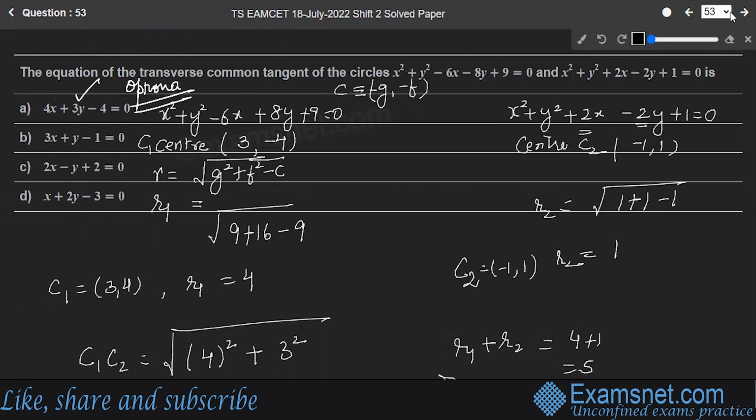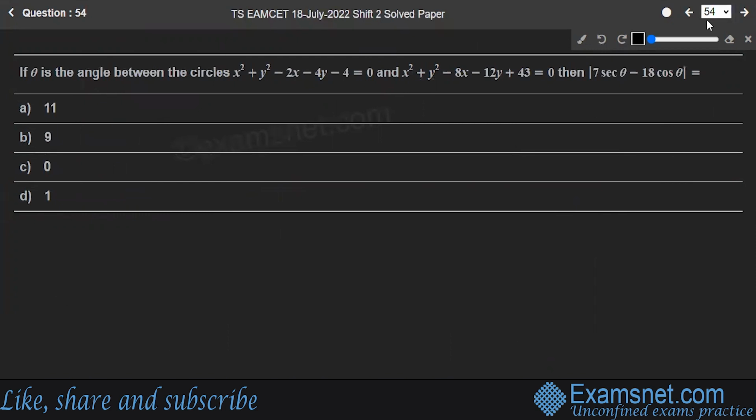Hope you understood. Next is question number 54. It says if theta is the angle between these two circles, then 7 secant theta minus 18 cos theta is equal to. The first circle is x squared plus y squared minus 2x minus 4y minus 4 equals 0, and the second one is x squared plus y squared minus 8x minus 12y plus 43 equals 0.